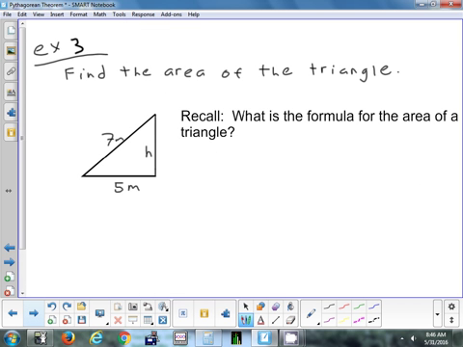Okay. This one's a little different. It's actually a 2-step problem. It says find the area of the triangle. Bless you. Now, before we even think about Pythagorean theorem, I want to think about what the formula is for the area of a triangle. Okay, and there's a box on your reference sheet. We're going to write that in. Does anybody remember what that formula is?